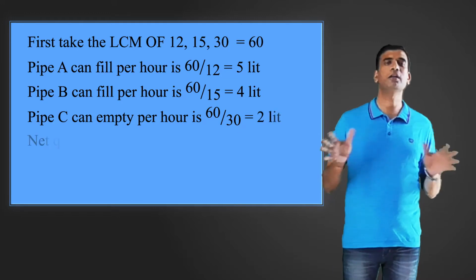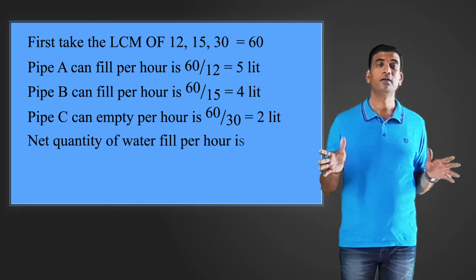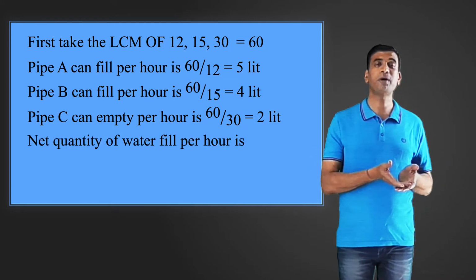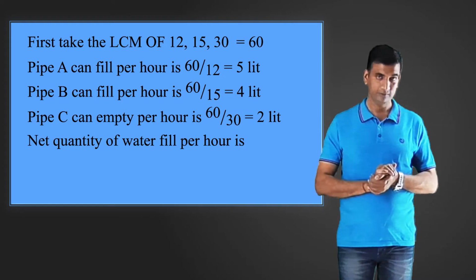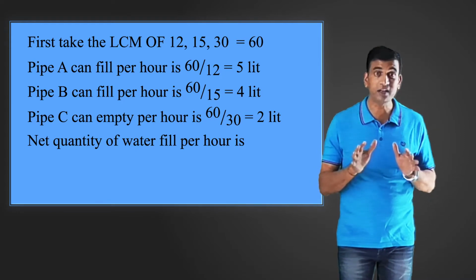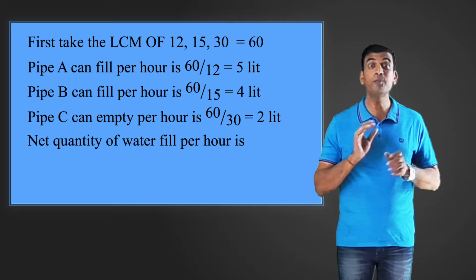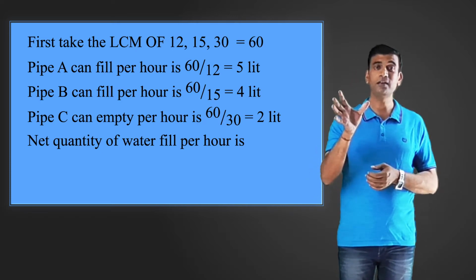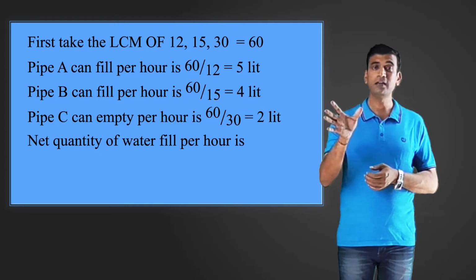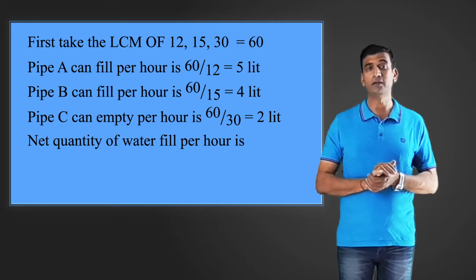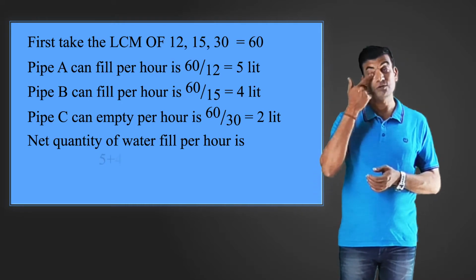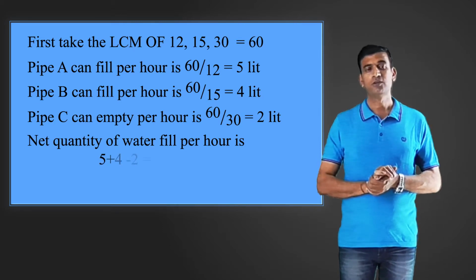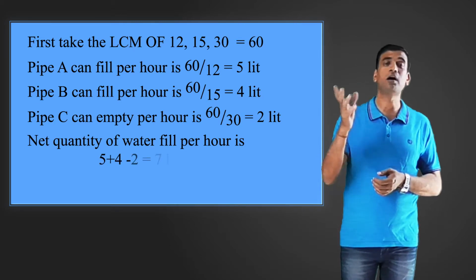So when all the three pipes are open together, here two are filling pipes and one is an empty pipe. So what is the net quantity of water filled per hour? A fills 5 liters, B fills 4 liters and C empties 2 liters. So 5 plus 4 minus 2, so here 7 liters per hour.